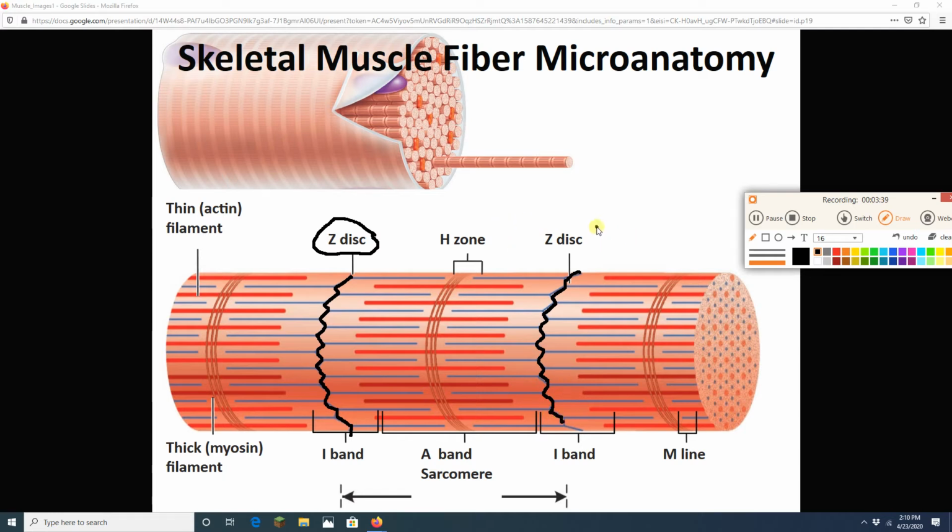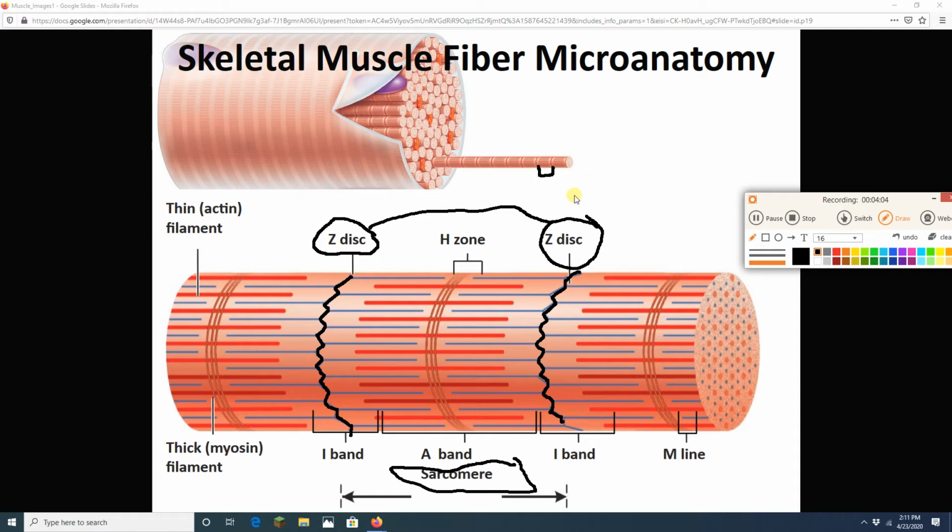And the distance from one Z disc to the next, this distance right here, is called a sarcomere. And that is the unit of contraction. From here to here is one sarcomere. That is where contraction occurs.